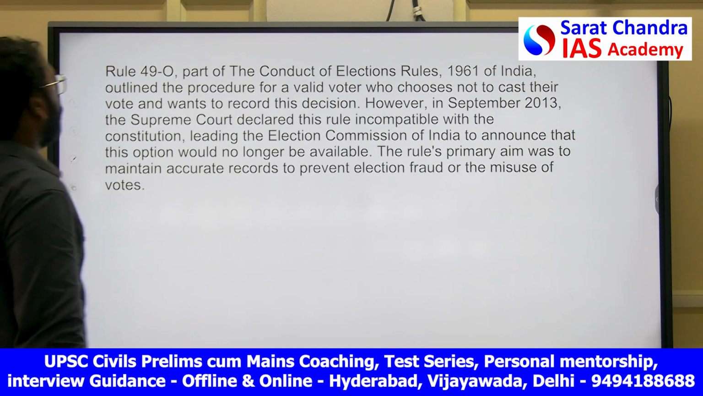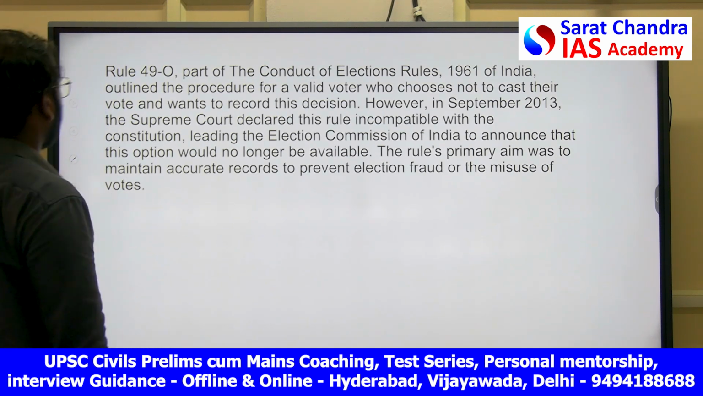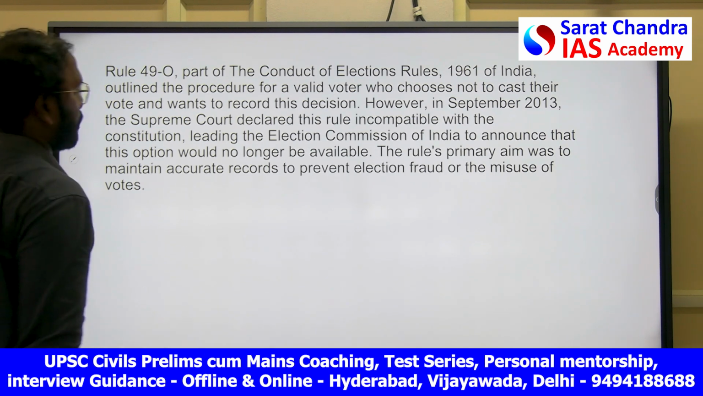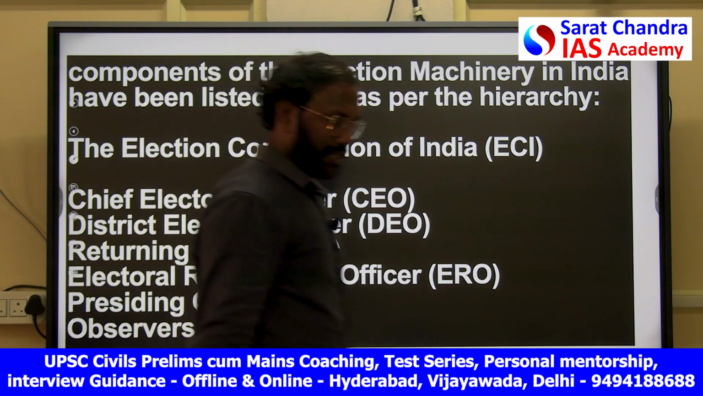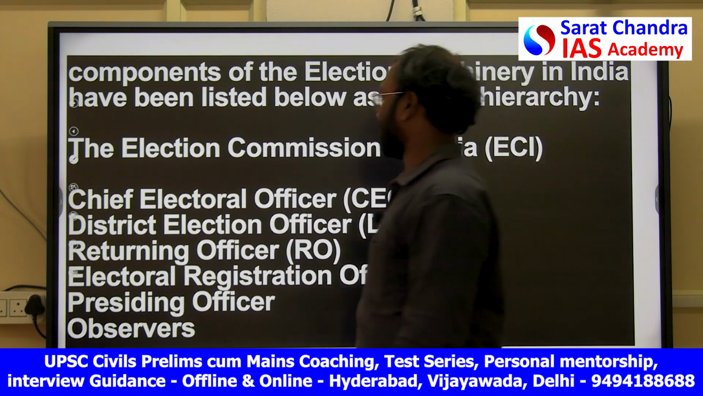And Rule 49O is very important, the negative voting or no voting process, which is right now associated closely with NOTA. Then we have some important officials who are part of the Election Commission of India.